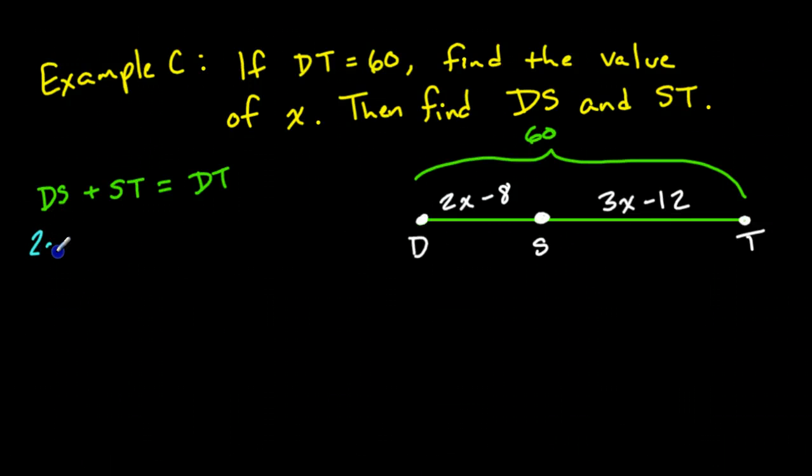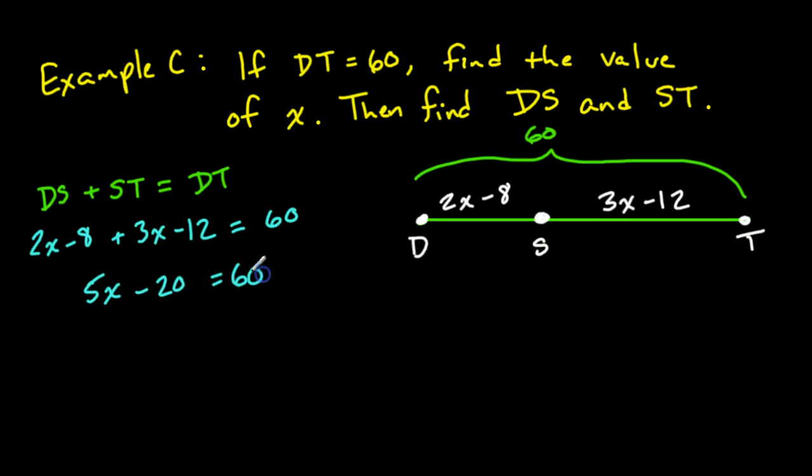So DS is really 2x minus 8, and ST is 3x minus 12, and that all equals DT, which is 60. So now we've got some algebra we've got to solve here. Hopefully you guys remember how to do these. 2x plus 3x is going to give us 5x. We've got negative 8 minus 12, that's going to give us negative 20. Right? Combine the 2x and the 3x to get 5x, and combine the negative 8 and negative 12 to get negative 20.